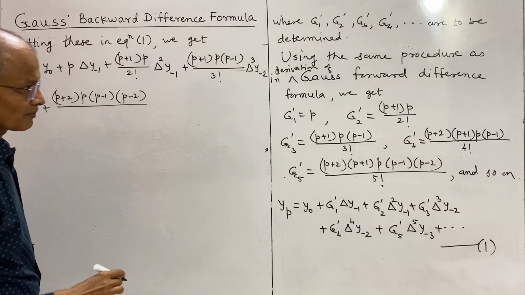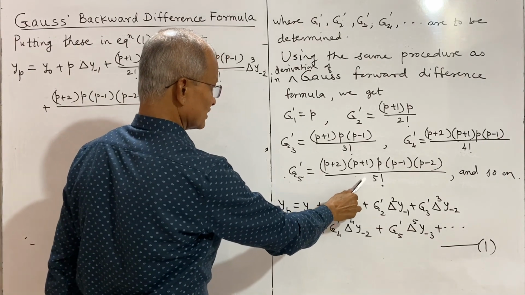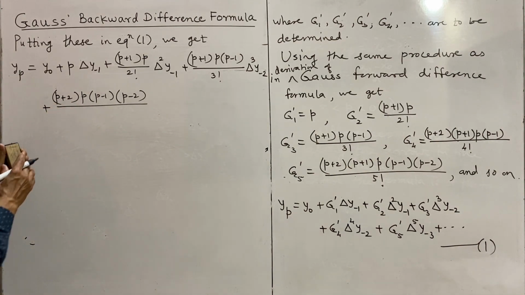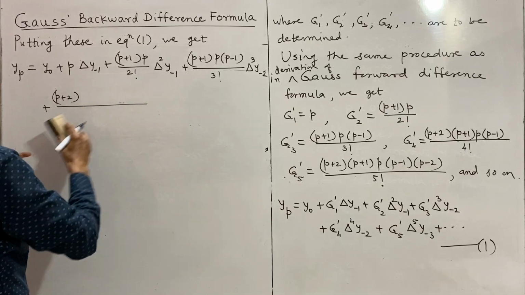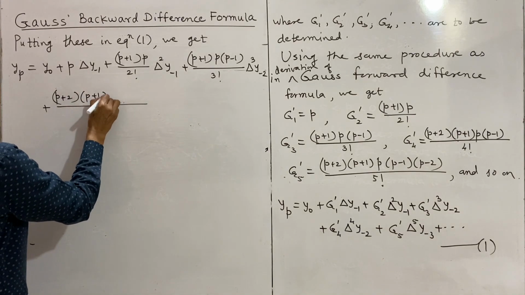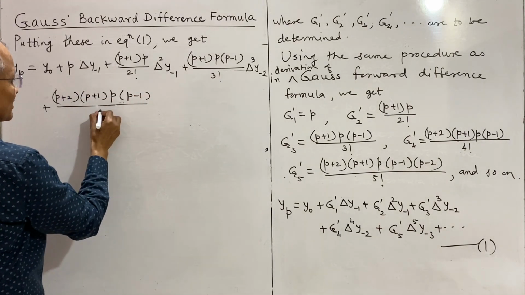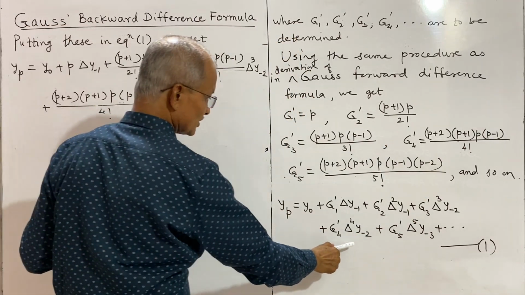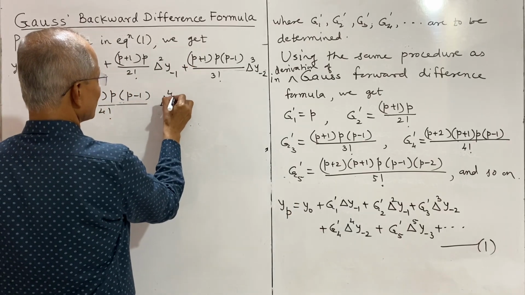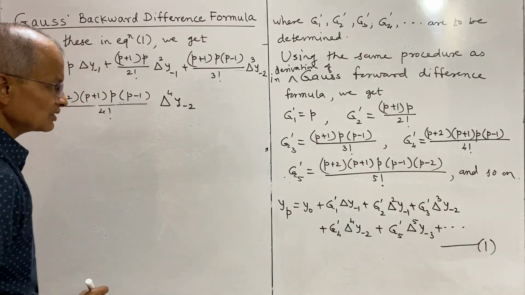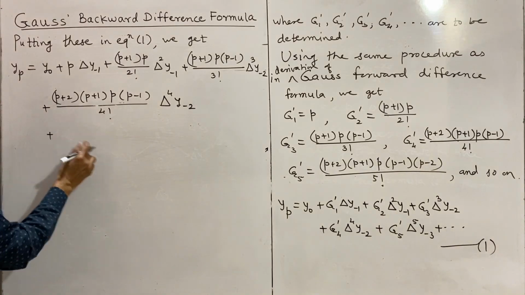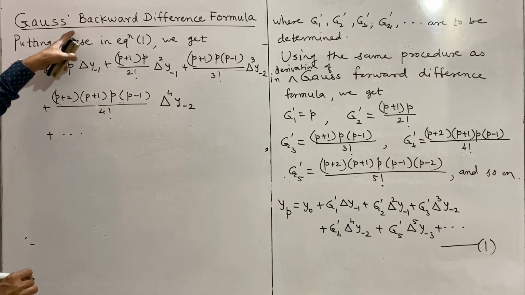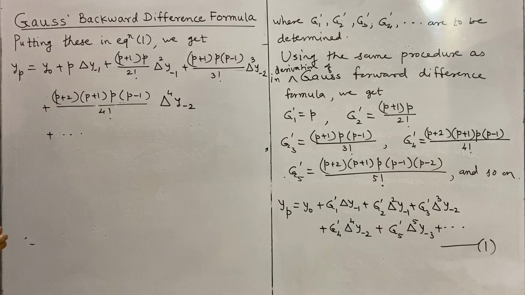There are 4 terms. Here we have to correct it: p plus 2, p plus 1, p into p minus 1 divided by 4 factorial, this value into this is g4 delta raised to 4 y minus 2, and plus so on. g5 dash can also be written like this, plus dot. So this is Gauss backward difference formula that we have obtained.